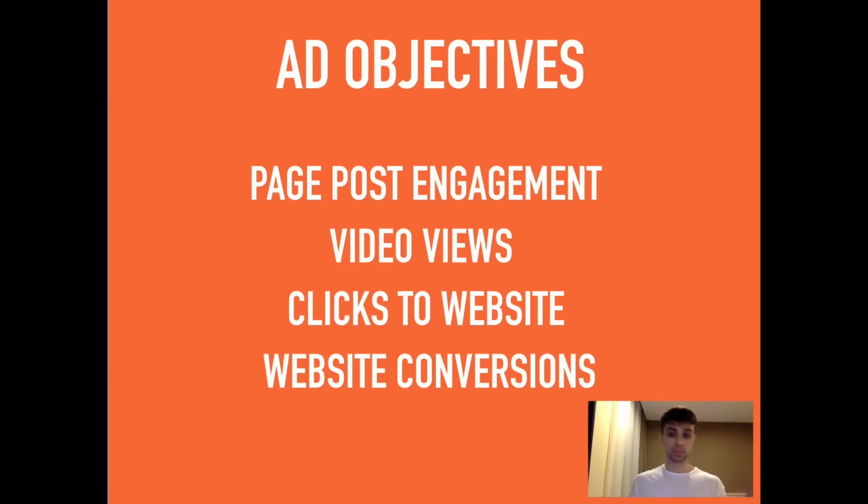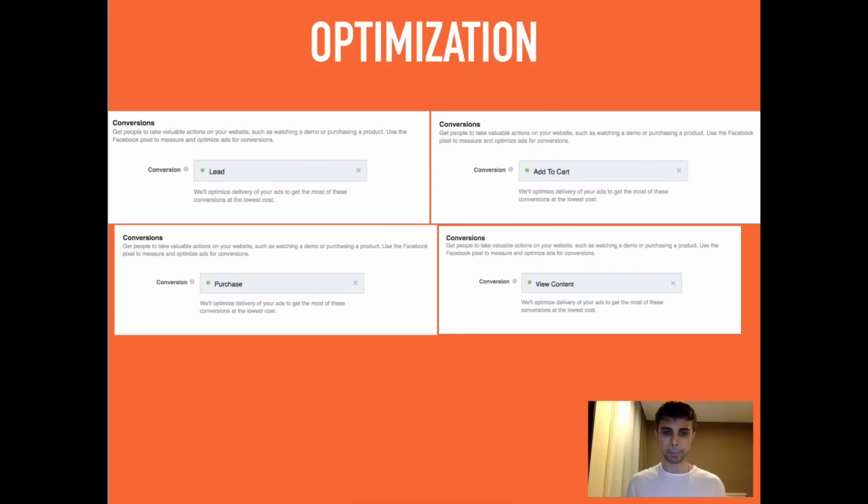Okay, so it works with your pixel. So for example, if you have a pixel installed for add to cart, purchase, view content, you can actually optimize your Facebook pixel for that. For example, on my landing page, every time somebody signs up, I have a lead pixel fired. So Facebook knows that I got a new lead. And that way, when I send an ad, I can tell Facebook, okay Facebook, I want you to get me as many leads as possible, optimized for that.